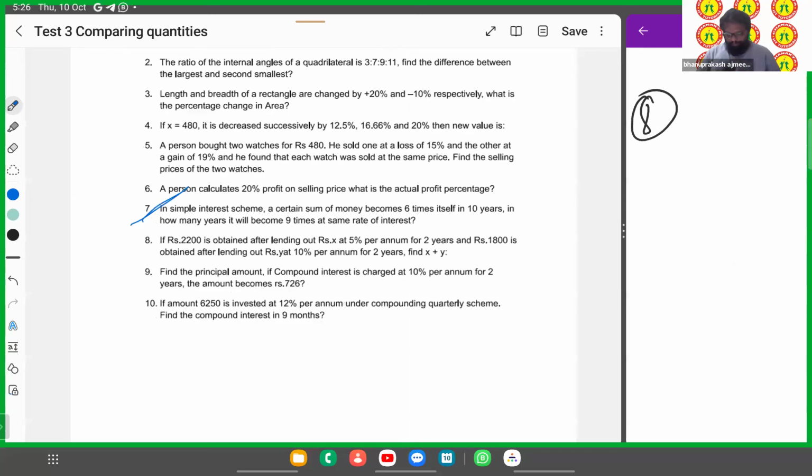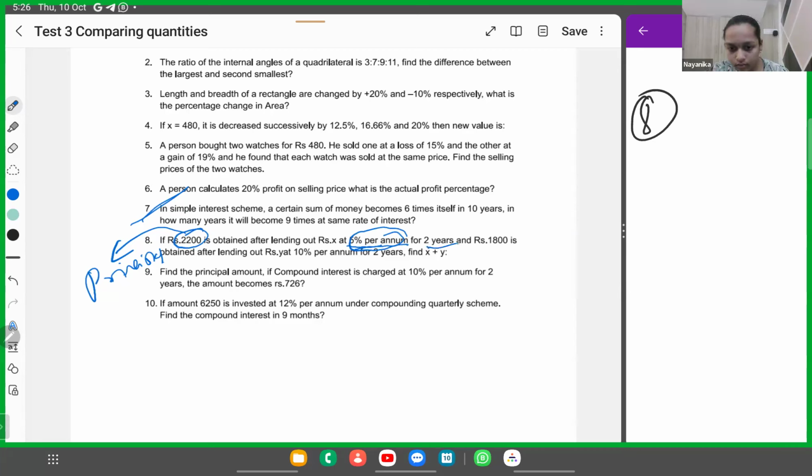So the 8th problem says, if rupees 2200 is obtained after lending out X at 5% per annum. Okay, 5% per annum. So here the principal is given. It's not amount, it's principal. And the rate of interest is given as 5% per annum for 2 years. And 1800 is obtained after lending out rupees Y at 10% per annum for 2 years. So rupees 2000.